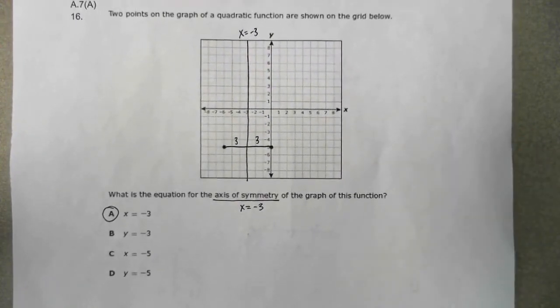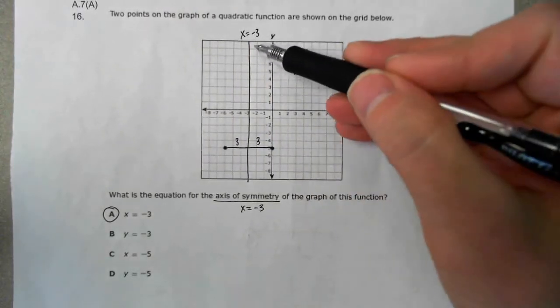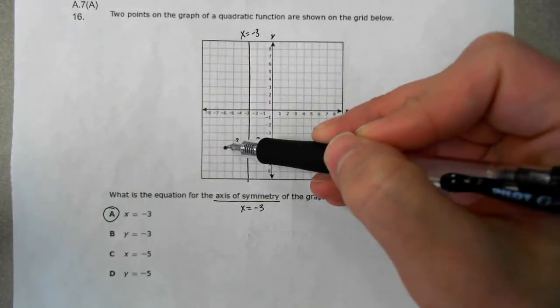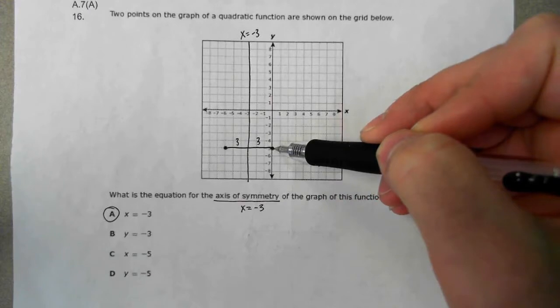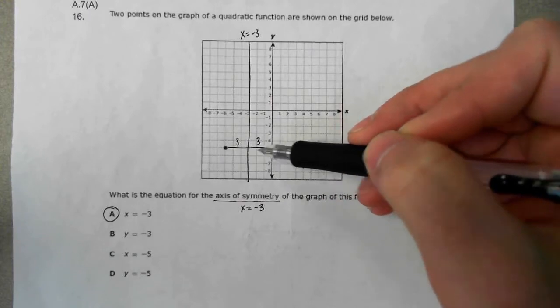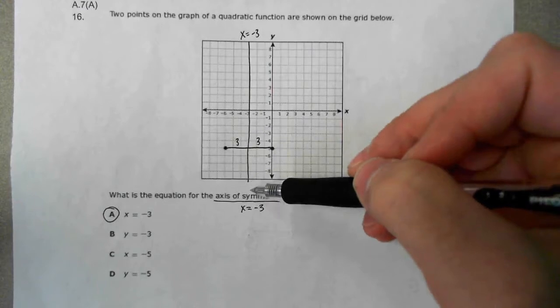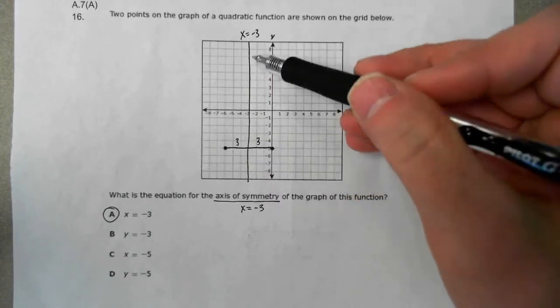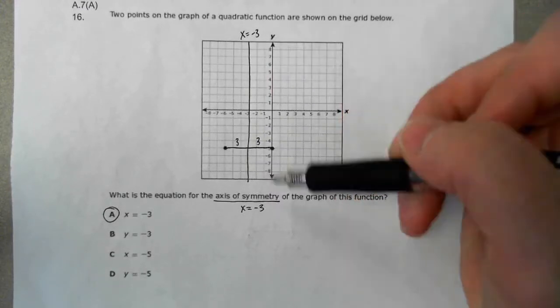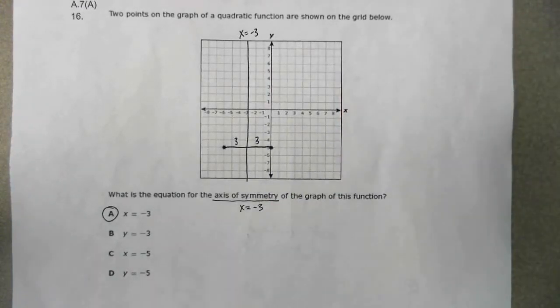Number 16, it says what is the equation for the axis of symmetry? So here are the two dots. I cut it right in half. Going from one dot to the other dot, it's 6 points. So 3 this way would give us the middle. When I cut it in half, it's 3 this way or 3 this way, which means x is -3. So my axis of symmetry is x equals -3. Again, axis of symmetry is just cutting it in half, making basically two equal parts. The left side should look just like the right side.